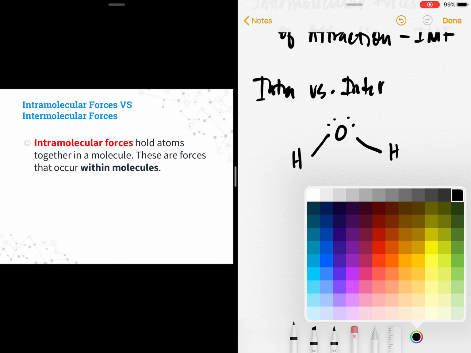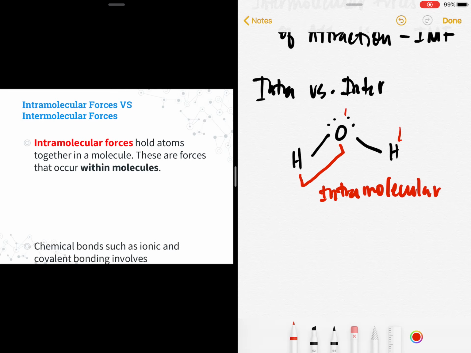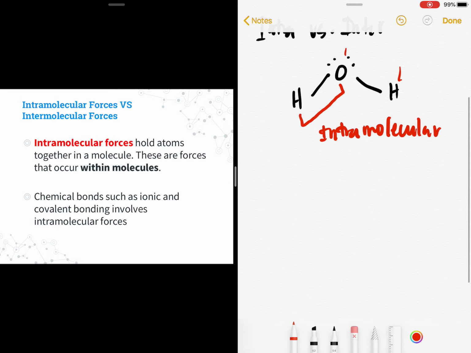So what are intramolecular forces of attraction? They are within the molecules. It means that is the attraction between your atoms, your hydrogen atom and your oxygen atom. This is your intramolecular force. Any force acting within the atoms, from one atom to another, that is intramolecular force. Those are your ionic bonds and your covalent bonds, if you can still recall that. So chemical bonds such as ionic and covalent bonding involve intramolecular forces.